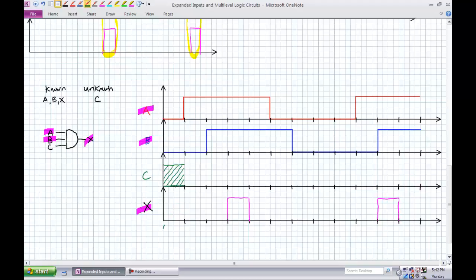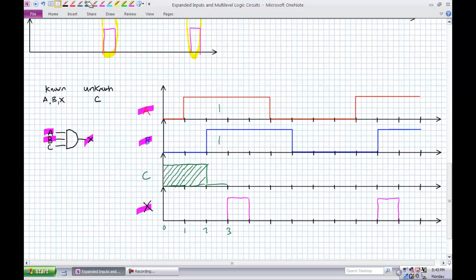Between, say that was time 0 to 1, from 1 to 2, what could C be? Well, C could be a 1 because it's 1, 0, 1, which gives us an output of a 0. It could also be a 0 because 0, 0, 1 gives us an output of 0. So again, it's another don't care. Now, what happens when we get to time 2 to 3? What value is C definitely taking? Well, if A is 1 and B is 1 and our output is 0, very clearly C can only take the value 0. Because if it was 1, our output would also be a 1.